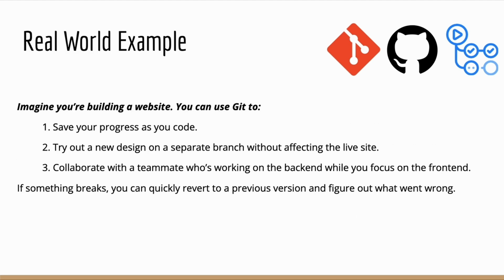So, here's a real-world example for you. Imagine you're building a website and you want to use Git to build that website. Well, in that case, you can use Git to save your progress as you code. You can try out a new design on a separate branch without affecting the live version of the site. And of course, you can collaborate with a teammate who's working on the back end while you focus on the front end. You're changing different things in the same repository. If something breaks, you can quickly revert to a previous version and figure out what went wrong. So you're pretty safe.